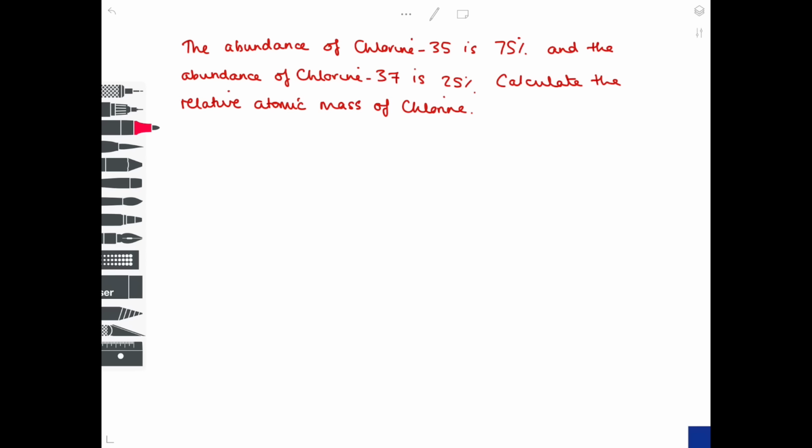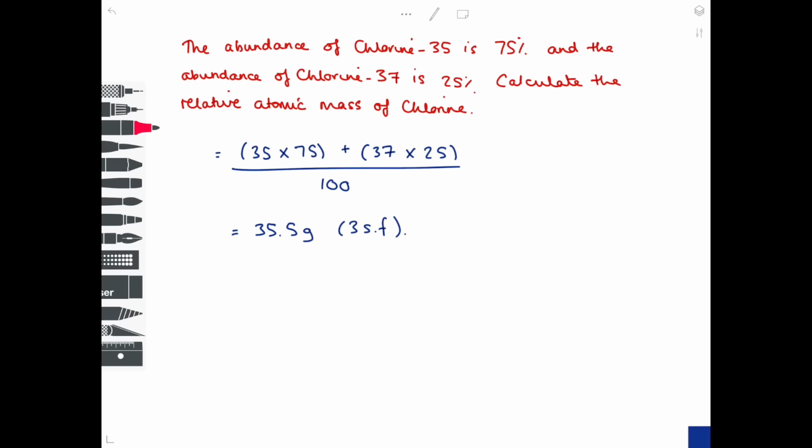All you have to do is take each isotope's mass, so 35, times it by its percentage, which is 75, and add it to the second isotope's mass, times it by its percentage, and then divide the whole thing by 100. When you do that, you get the answer of 35.5 to 3 significant figures. And that's how you need to do it. It doesn't matter what the element is: you times its mass by its percentage, add it to the other mass, times it by its percentage, and divide by 100.